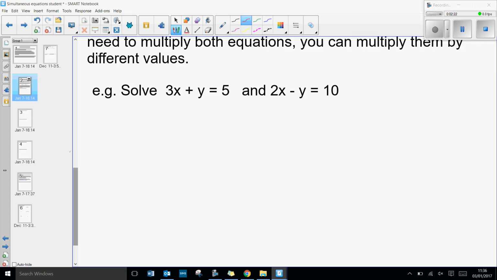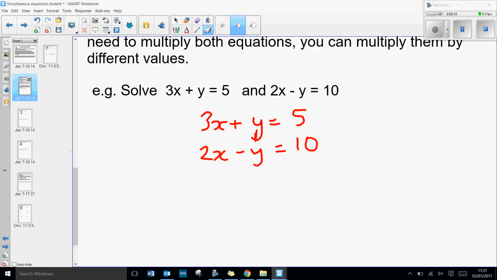The best thing to do here is to line the two equations up one above the other. So 3x plus y equals 5, 2x minus y equals 10. You notice I've got my x's in the same column and my y's in the same column. That's from just copying our question.